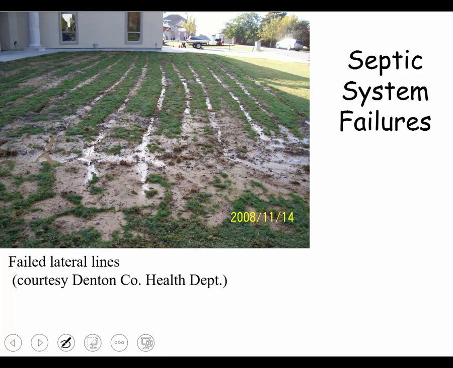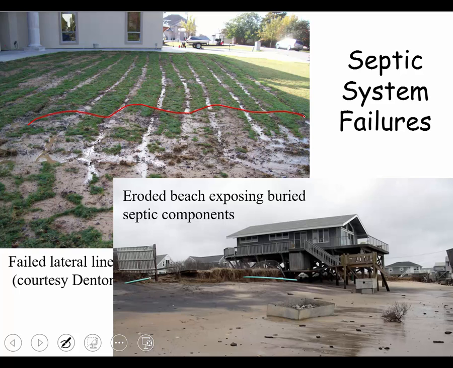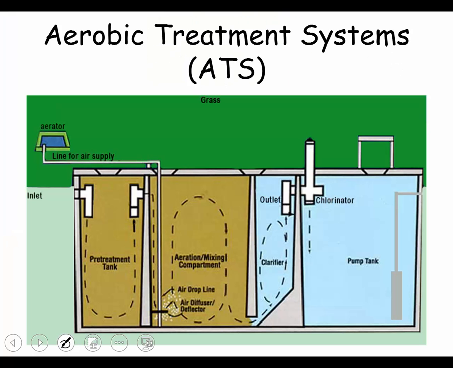Okay, so this is just an example of the water overflowing. It's in the well line. The lateral lines are those lines that go out. Here we actually have the septic tank itself exposed due to erosion. Obviously, septic tanks are used a lot in coastal areas, beach houses, and so that's one of the problems we see in erosion: failure of septic tanks.